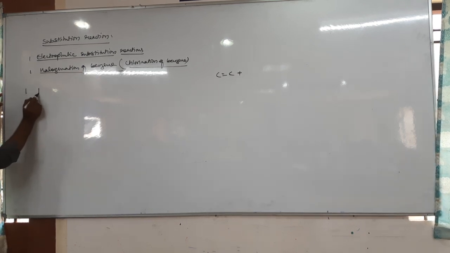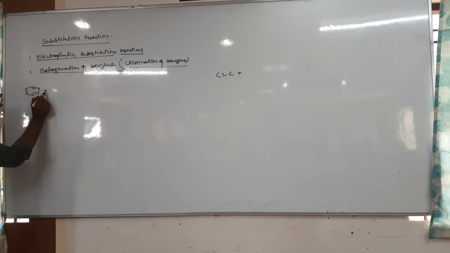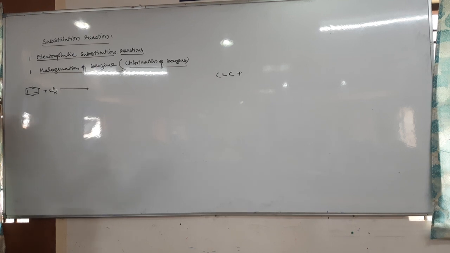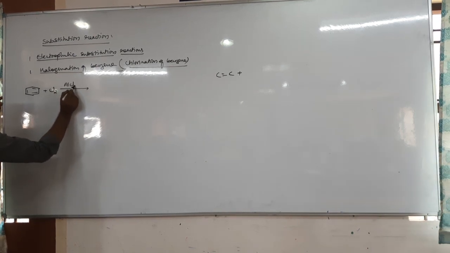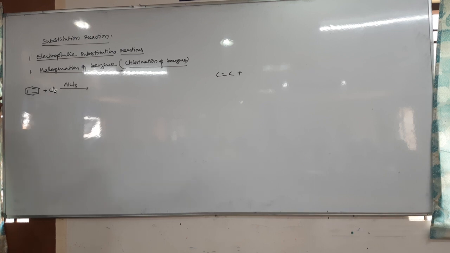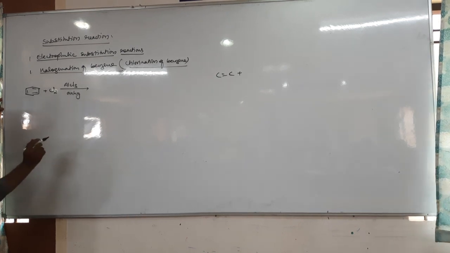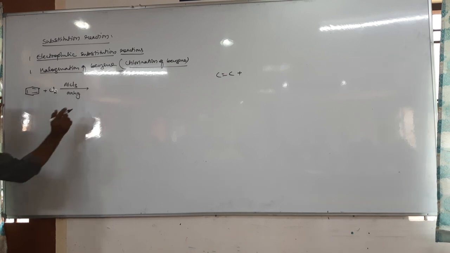Benzene reacts with chlorine, Cl2, in presence of any Lewis acid. What are the Lewis acids? Electron deficient species, no? You can take AlCl3, FeCl3, SnCl2, okay, titanium tetrachloride, etc. We take AlCl3, anhydrous AlCl3, which is a Lewis acid. So benzene plus chlorine in presence of anhydrous AlCl3.